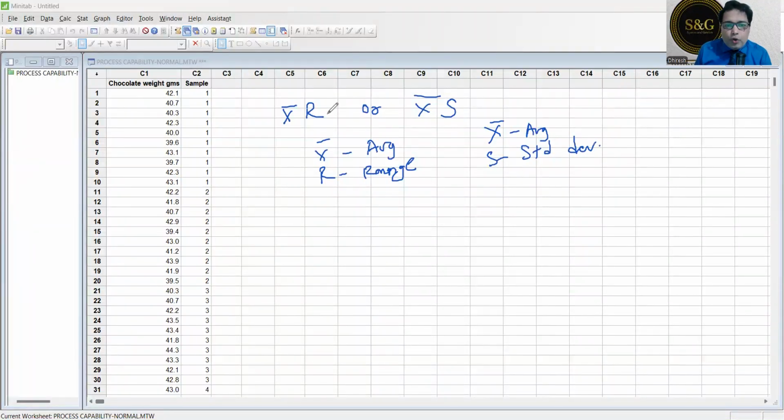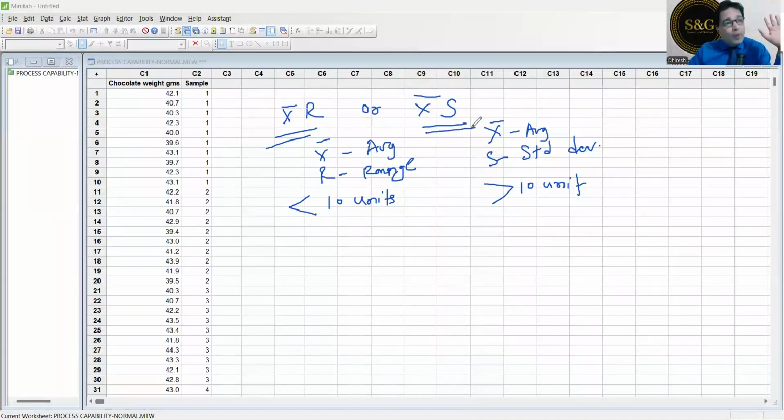So when do we use the X bar R chart? If you are collecting less than 10 units in a sample, go for the X bar R chart. If your sample has more than 10 units, go for the X bar S chart. Are you understanding? Less than 10, go for X bar R; more than 10, X bar S. You can also commonly use X bar S directly. X bar S is always better than X bar R. Always remember this. Clear?